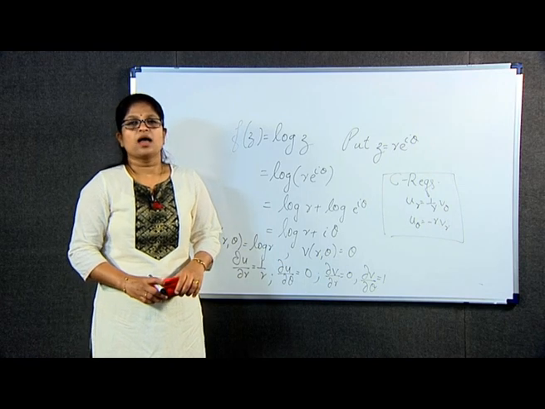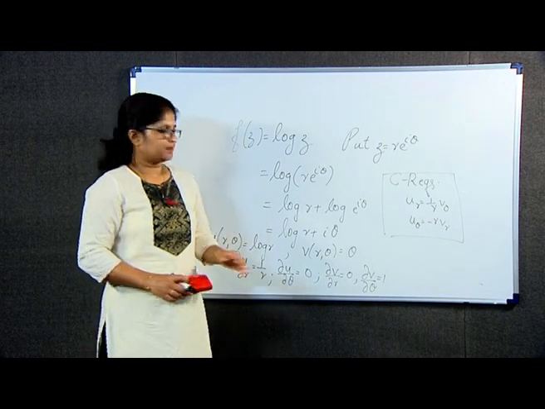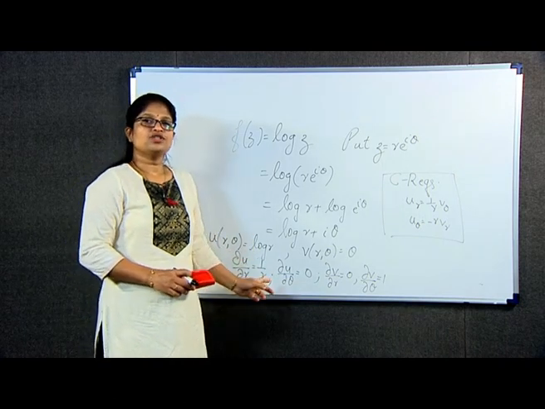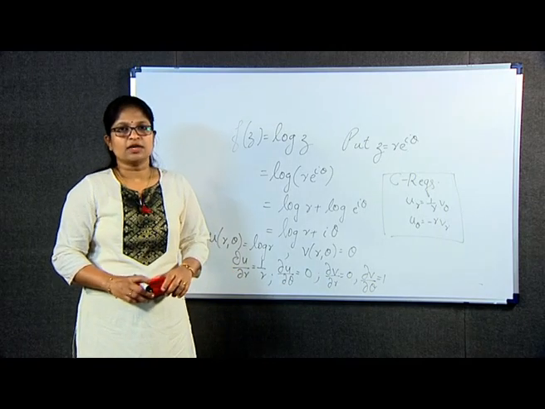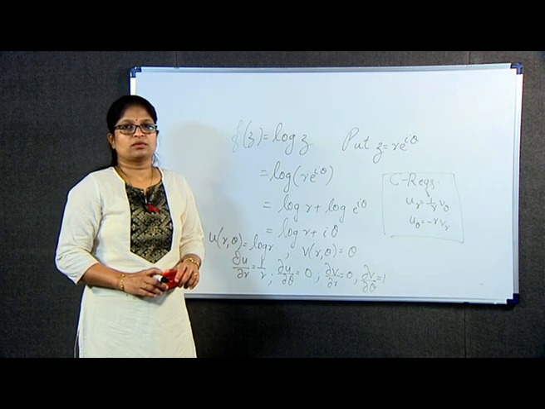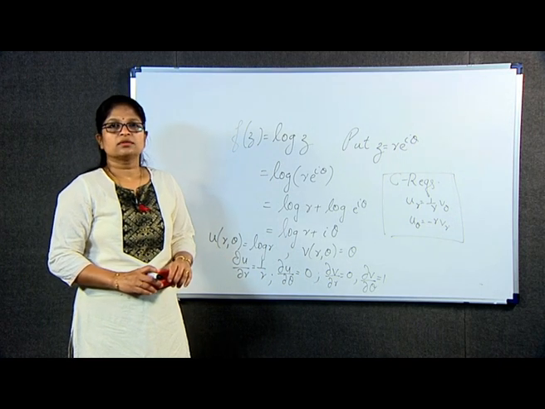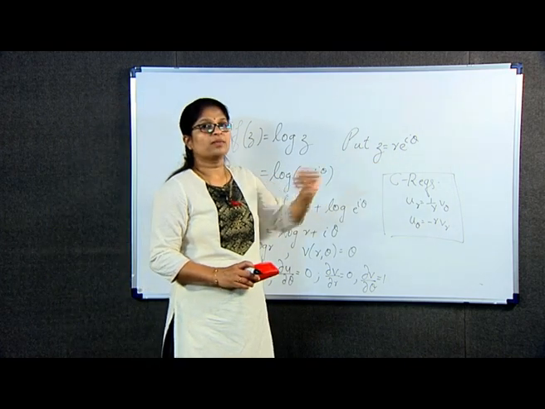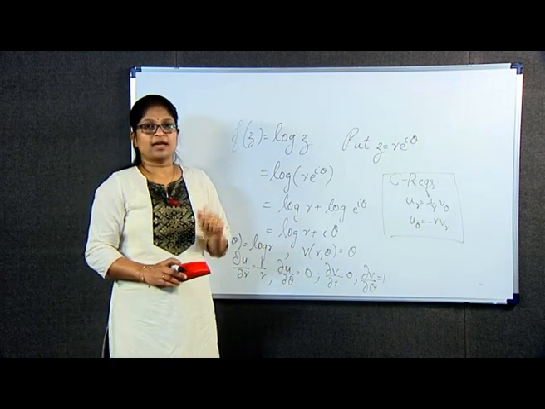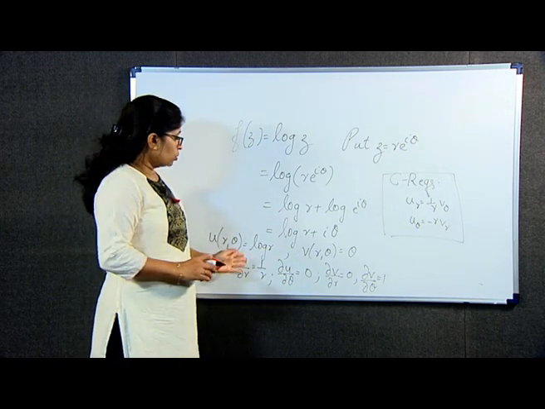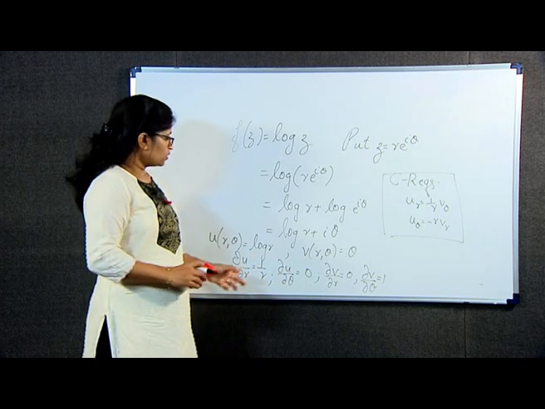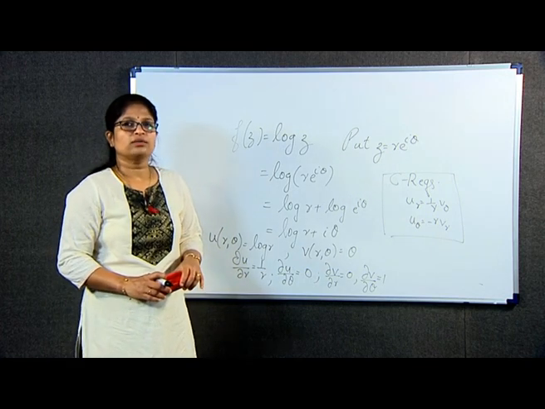But what can you say about the continuity here? See, you have dou u by dou r as 1 by r. So, the function dou u by dou r is continuous only where r is not equal to 0. So, when r equal to 0, what happens? When r equal to 0, your z also becomes 0. So, you can see that the function is analytic only at z not equal to 0, okay, because your partial derivatives are not continuous at z equal to 0.